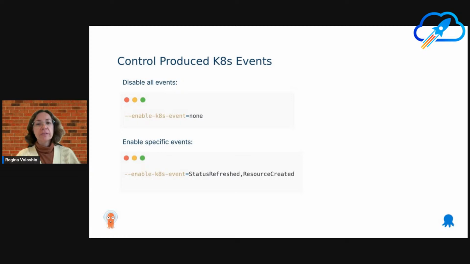Control produced Kubernetes events. For clusters where there are many Argo CD applications or applications with high churn, meaning with many resource updates, the events that Argo CD is producing can actually produce load on the Kubernetes API server and on the etcd. And so now there is an option to control whether those events would be produced at all by Argo CD, and we can just specify none so that Argo CD doesn't produce any new events of its own.